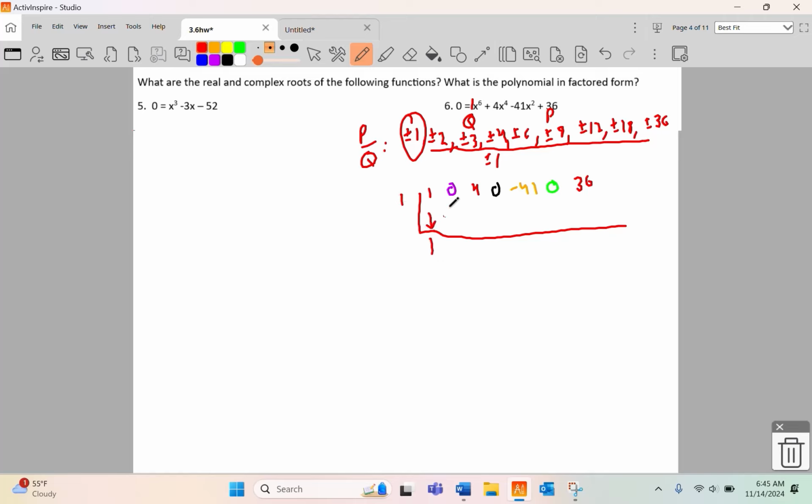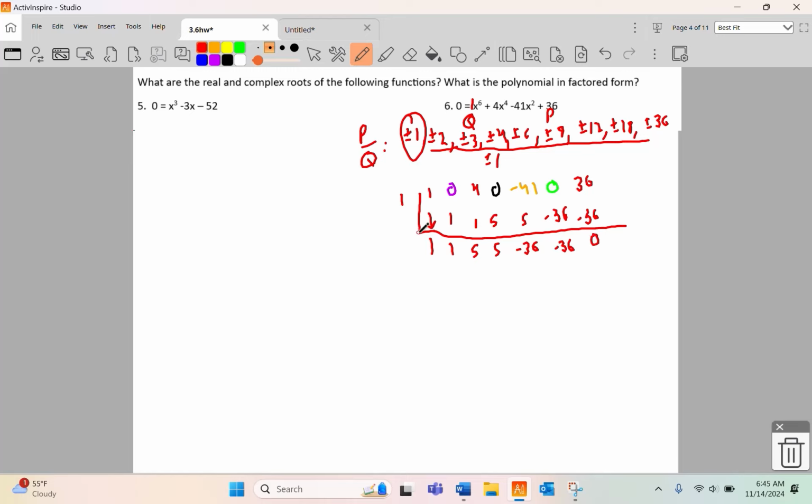I'm going to drop, multiply, and add. I'm going to multiply and add, multiply and add, multiply and add, and negative 41 plus 5 is negative 36. And then I'm going to add, multiply, add, multiply, and there's my 0.